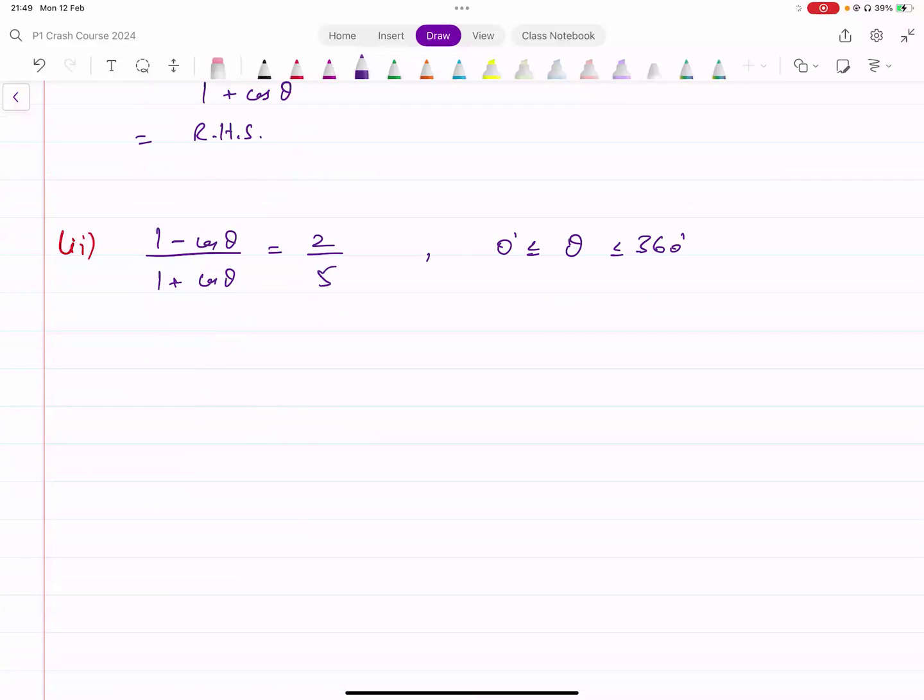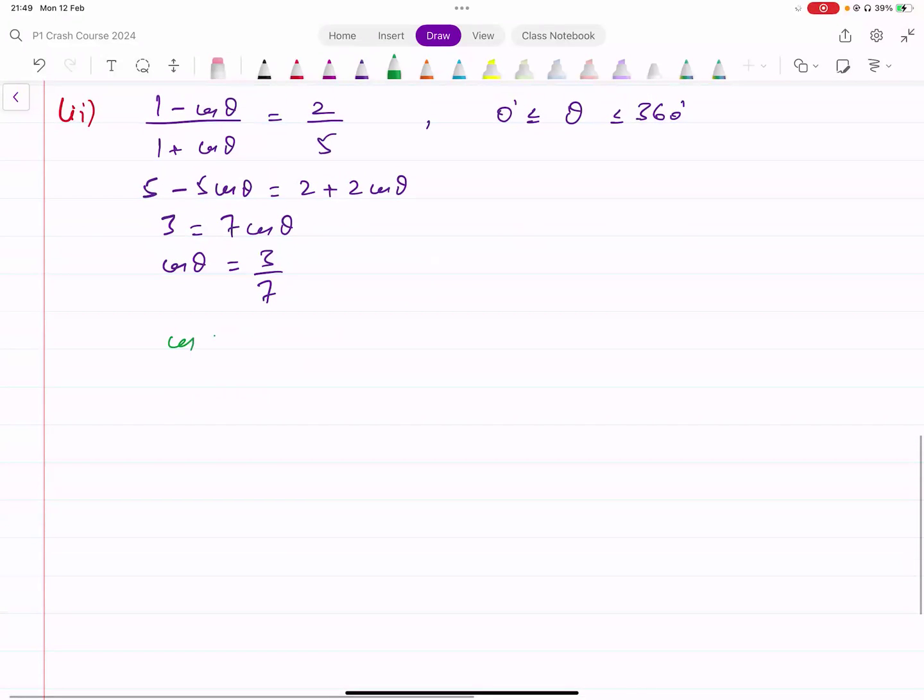So let's cross multiply. We get 5 minus 5 cos theta equals 2 plus 2 cos theta. Take cos terms to one side, constants to the other side. That gives you 7 cos theta equals 3, and cos theta equals 3 over 7. Find the basic angle. Cos alpha equals 3 over 7.